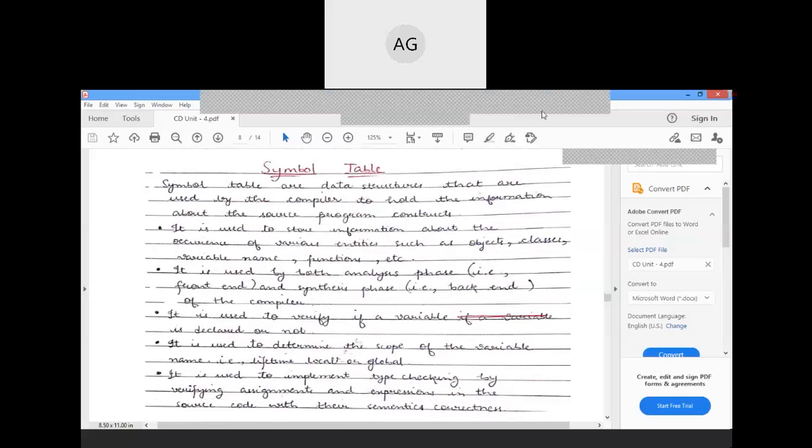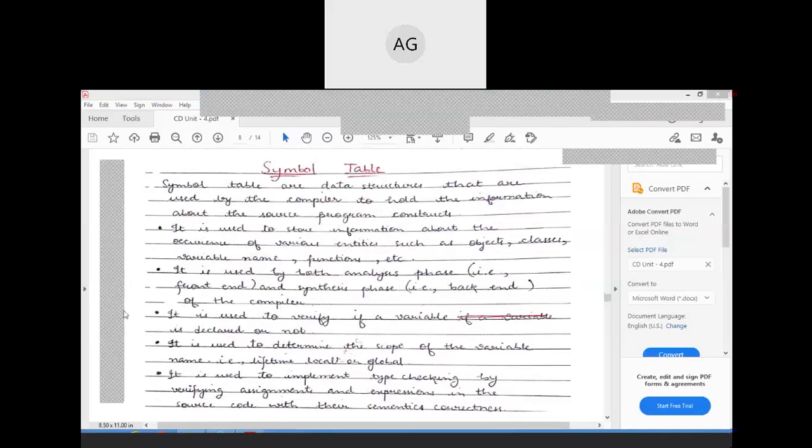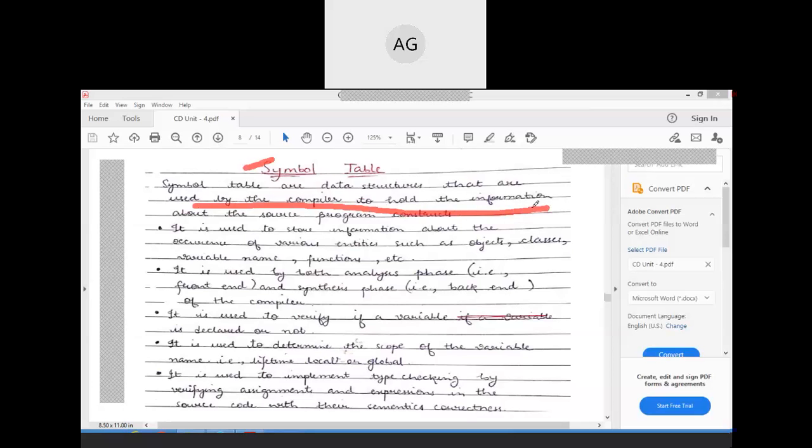Now the next important topic in this unit is the symbol table. As we already studied in the first unit, the symbol table is attached to all the six phases of the compiler. Now in this unit we are going into detail about how the symbol table is used and what data types are used in the symbol table for storage purposes. The symbol table is a data structure used by the compiler to hold information about source program constructs.